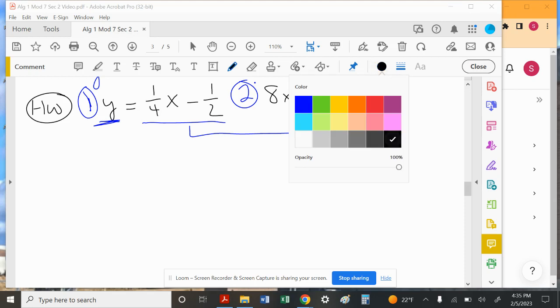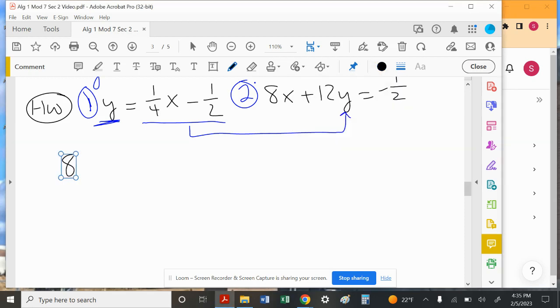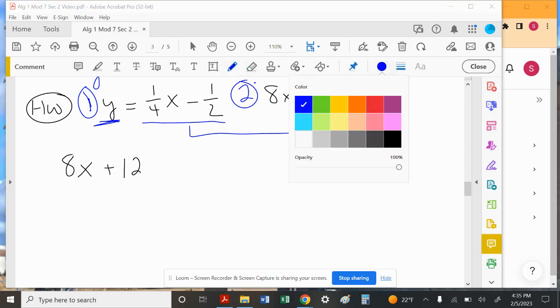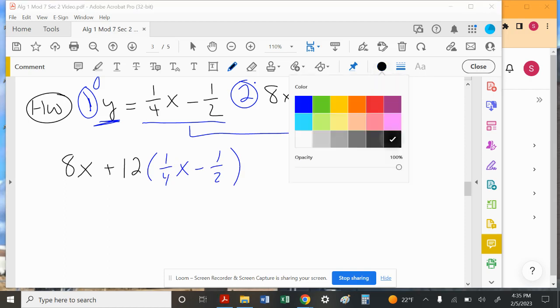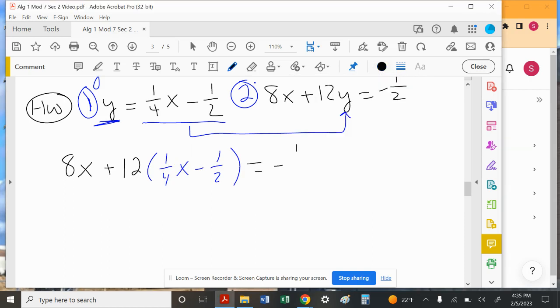So first step is that I actually plug it in. So I have 8 times x plus 12 times y, but my y value, I'm going to erase that because I want it to be in blue. But my y value is 1/4 x minus 1/2, and then that's my y value, and then that equals negative 1/2. Notice that it replaced the y that's right there. Okay, so that's what we have there as we solve for it.